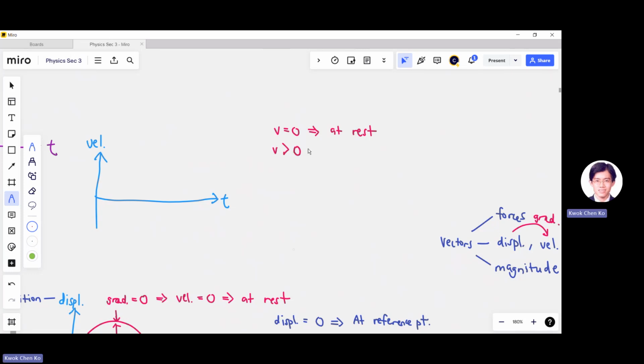What if velocity is positive? It is increasing? No, not necessarily. It means your object is moving in the positive direction, or let's say to the right. Okay, take note. Positive velocity means it's moving in one particular direction, maybe to the right. But of course, you must know what negative velocity is. That means it's moving to the left.